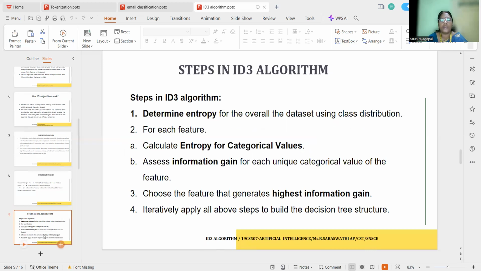Steps for constructing a decision tree in the ID3 algorithm. First, we have to determine the entropy of the overall dataset using the class distribution. For each attribute, calculate the entropy for each categorical value and also calculate the information gain for each unique categorical value. Choose the feature that generates the highest information gain. Then iteratively apply all the above steps to build the decision tree structure.